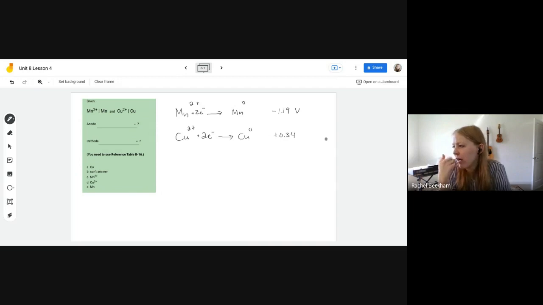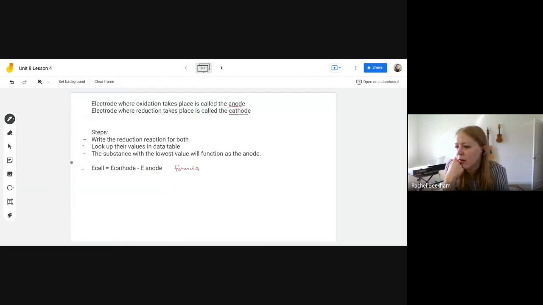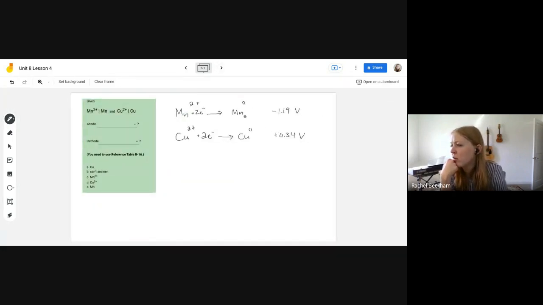Okay, so now that we have both of these, the substance with the lowest value is the anode. The lowest value here is the Mn, so the Mn is our anode. I'm going to write that over here. The Mn is the anode because it has the lowest value. Okay, so the answer to this, they want you to write it in its most positive state. So the anode is Mn2 plus, or C. And the cathode is Cu2 plus, or D, also in its most positive state.